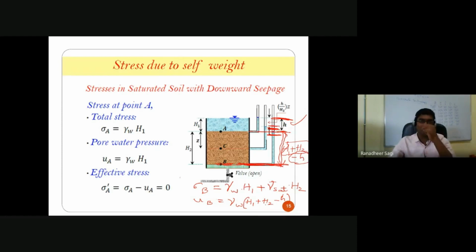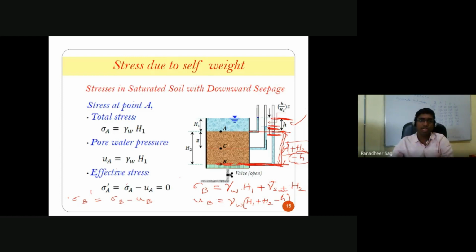Once we know the pore water pressure at point B, the effective stress we are trying to calculate at point B comes out to be the total stress at point B minus the pore water pressure at point B. We know the total stress at point B and the pore water pressure at point B. So if I expand the terms and cancel some of them, the total stress has gamma W into H1, and the pore water pressure also has a gamma W into H1 term. So both get cancelled. What remains is gamma sat into H2 minus gamma W into H2, and minus of minus becomes plus, gamma W into small h.